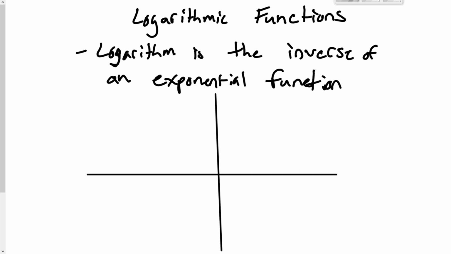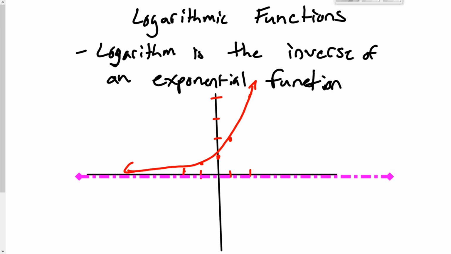Right, 0, 1, 1, 2, 2, 4, negative 1, 1/2, negative 2, 1/4. So they look something like this, right? And then we have our horizontal asymptote. Our horizontal asymptote right here at y equals 0.